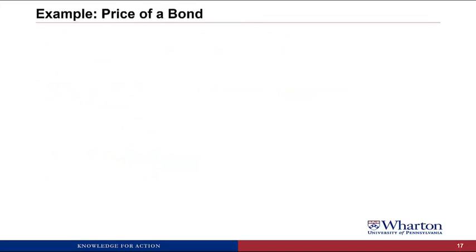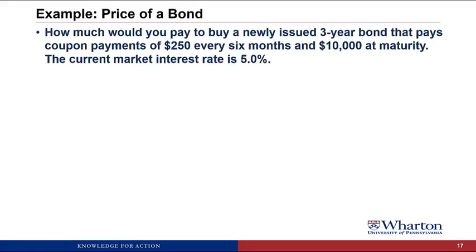So let's wrap up this video and this unit on time value of money by looking at the example of pricing a bond. And don't worry, you're going to get a lot more practice with this down the road. So how much would you pay to buy a newly issued 3-year bond that pays coupon payments of $250 every 6 months and then $10,000 at maturity? Current market interest rate is 5%.